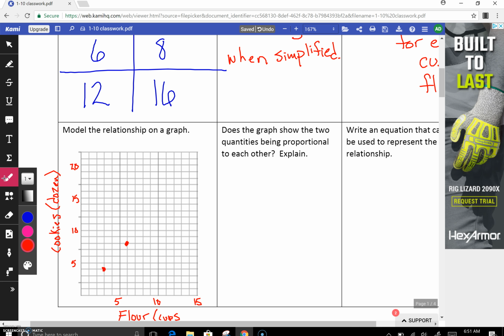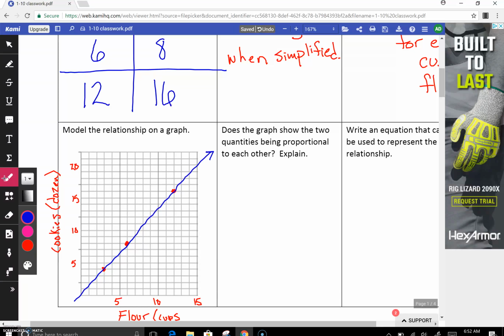And lastly, 12 cups of flour should produce 16 dozen cookies. So we have 3 points there. We can connect our line, connect our dots with a line, and it should form a nice straight line through the origin.